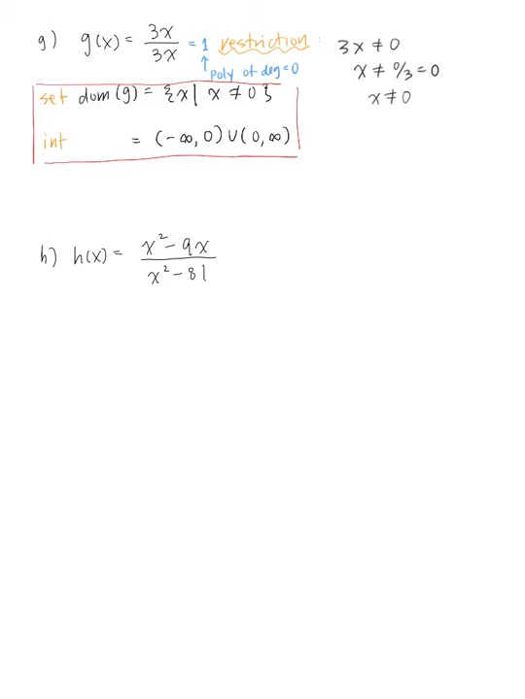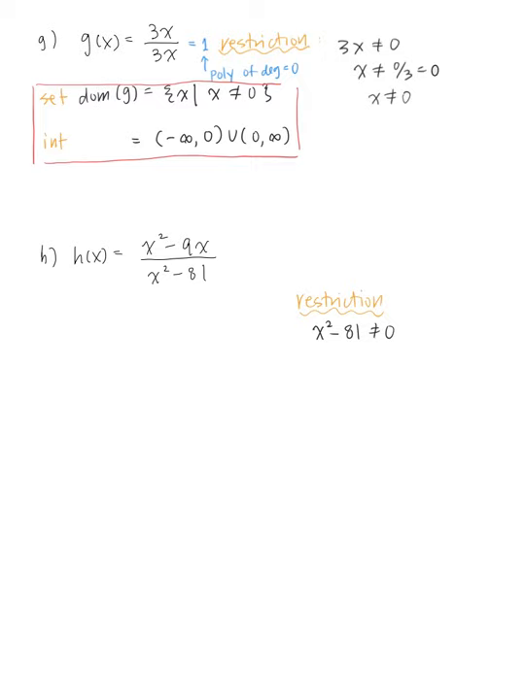Okay, so I'm going to pretend that you tried it already. So let's do it. First things first, this is a polynomial over a polynomial. So the restriction is that the bottom cannot be 0. Let me just write it a little bit down below. All right, so the bottom cannot be 0 means x squared minus 81 cannot be 0.